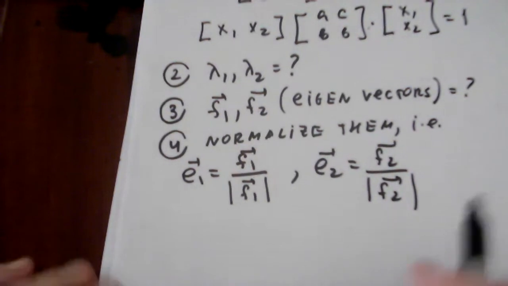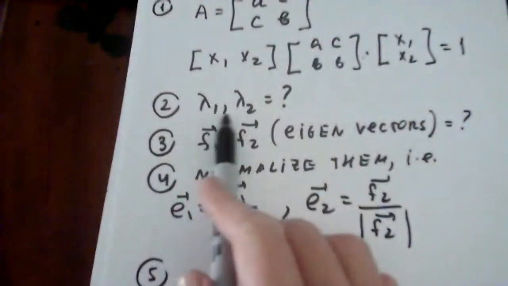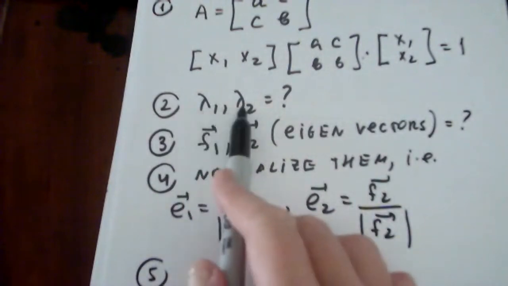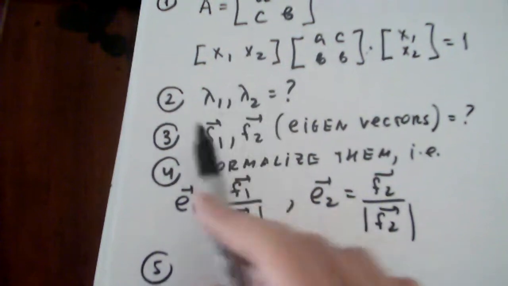And I forgot to mention that actually we were ready to write the canonical form after the second step. Once you know lambda 1, lambda 2, you're immediately ready to write this.